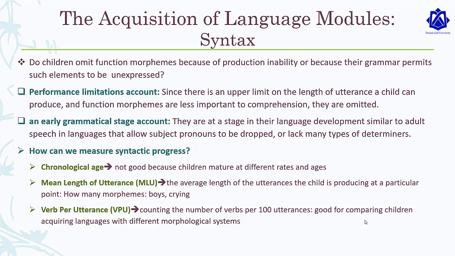For example, boys would be then 2 morphemes. How many morphemes do they produce in each utterance? They would count the number of morphemes and they would divide it by the number of utterances that they would produce in order to arrive at what is the mean length of utterance.